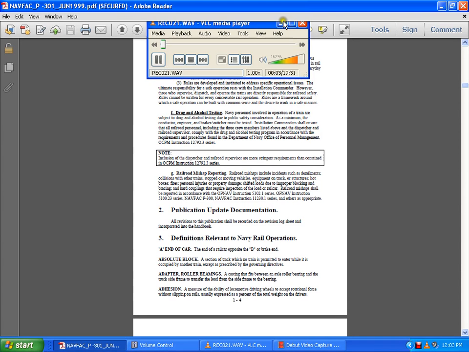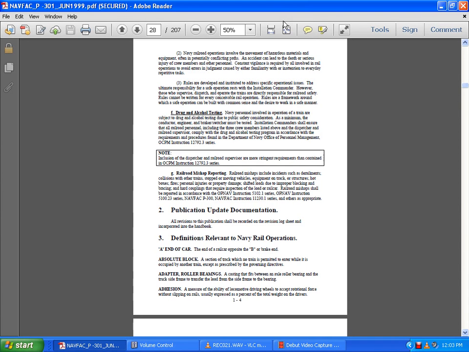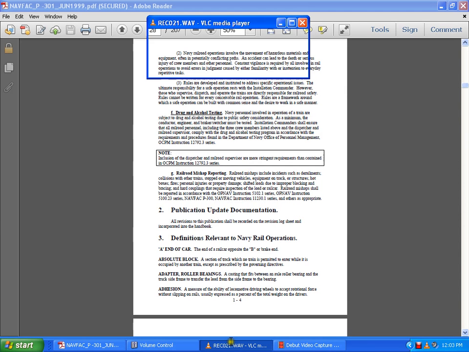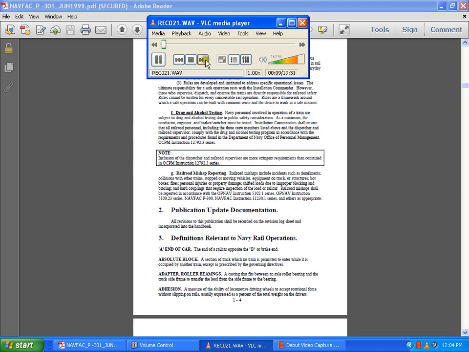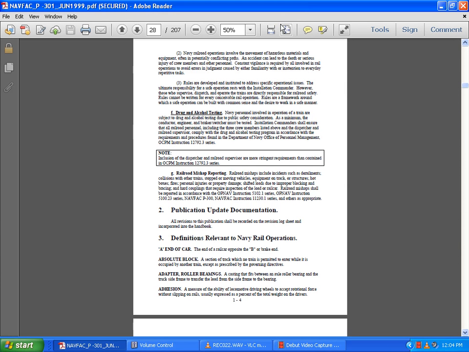Railway operations safety rules. Definitions relevant to the railroad and Navy railroad operations. A railway car end is the end of the railway car opposite the B end, the brake end.